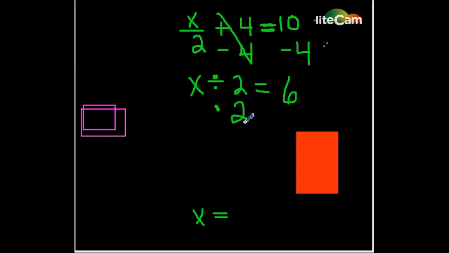I'm going to multiply that side times 2. If I multiply one side times 2, I have to multiply the other side times 2. Those 2's cancel out. Divide by 2 and multiply 2, they're gone. 6 times 2 is 12. So hopefully that will help you guys make this a little bit easier.